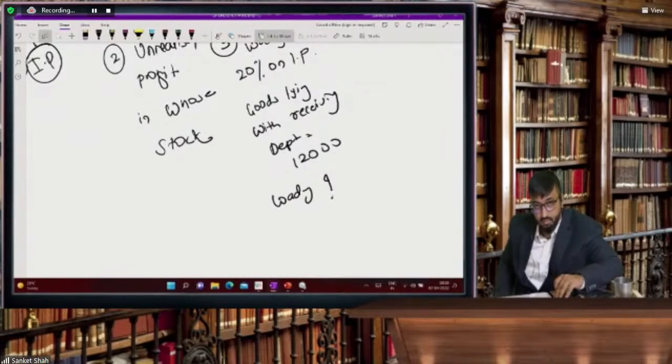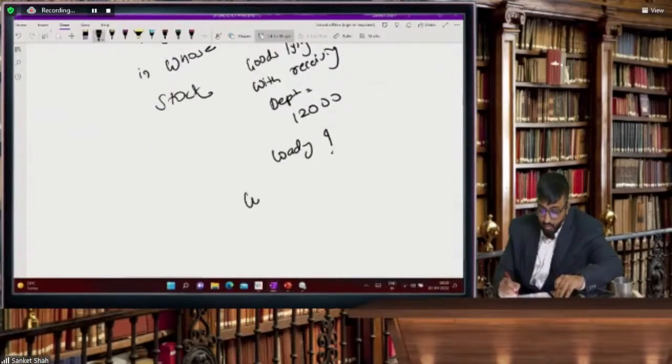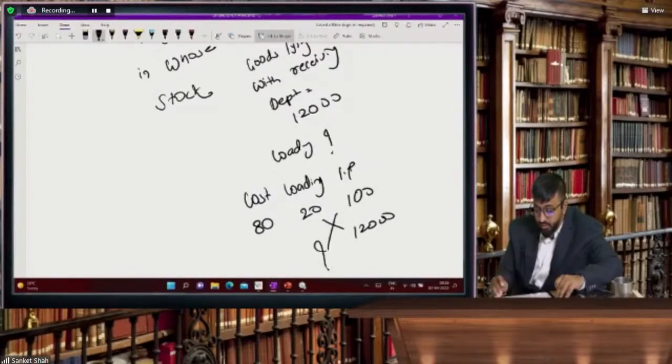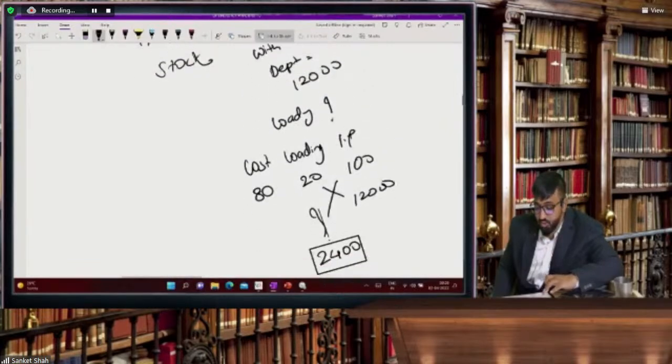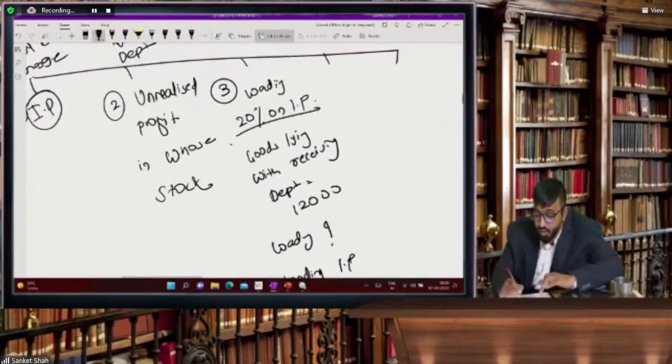Yes. Cost, loading, and invoice price. 120, cost is 80. 12,000 into 20, 2,400, na? 2,400. So correct answer is 2,400 beta, 20% on invoice price.